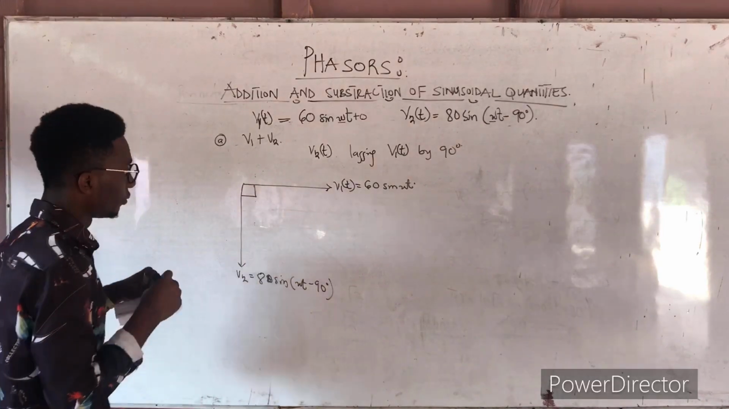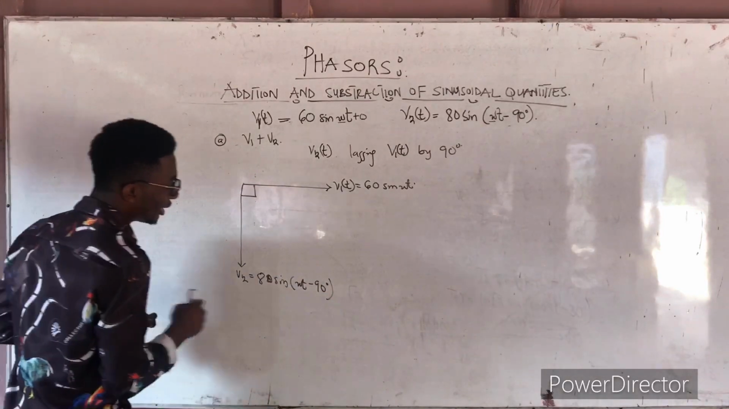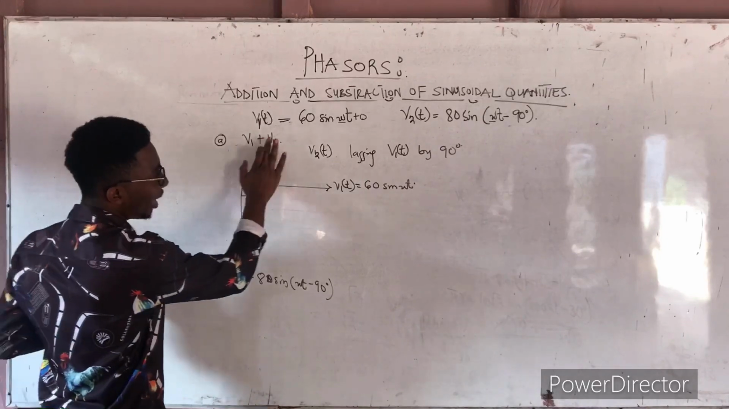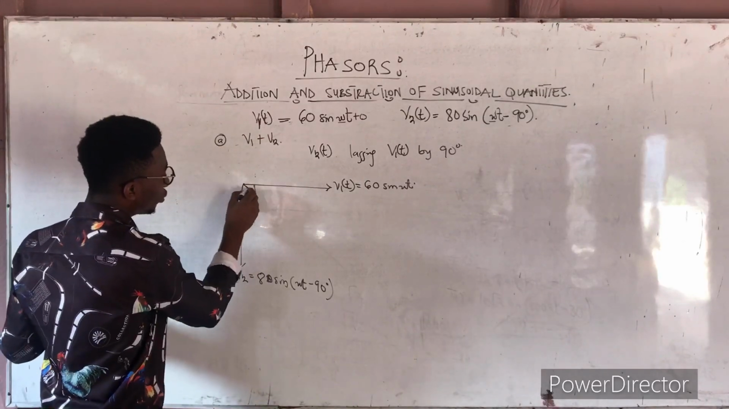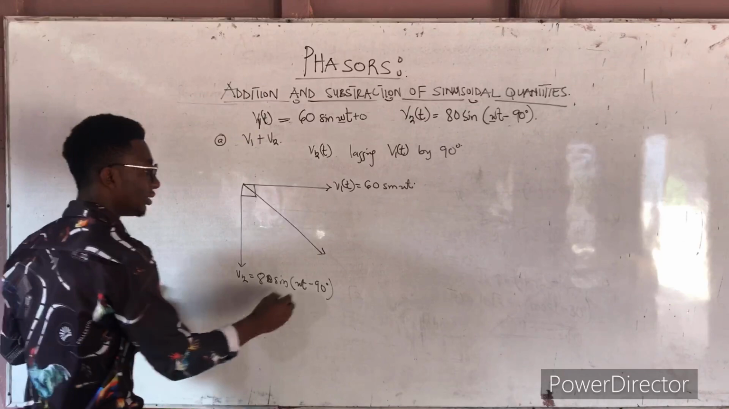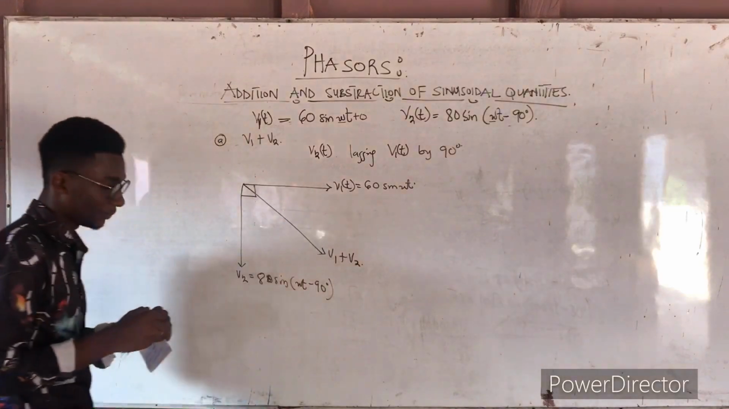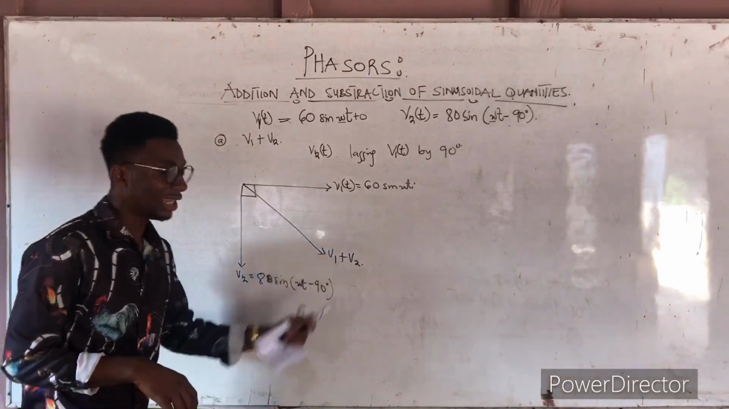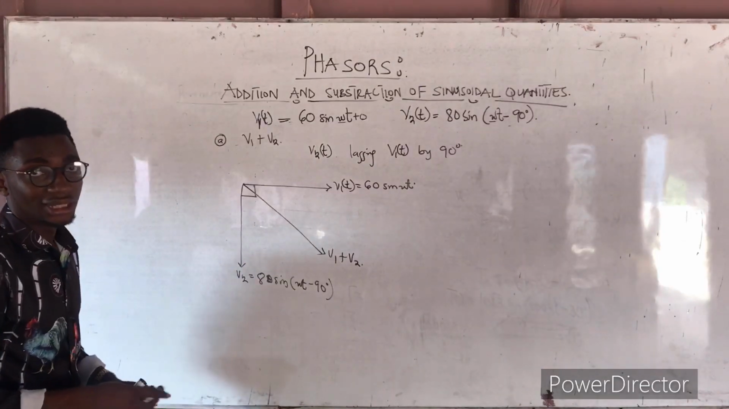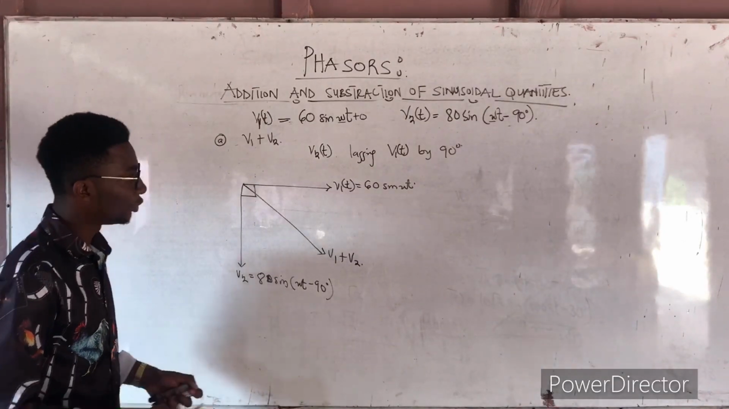Now if you have this and you want to find V1 plus V2, you can draw the resultant vector. The resultant vector here is V1 plus V2.